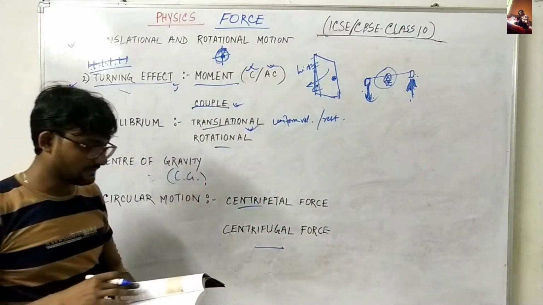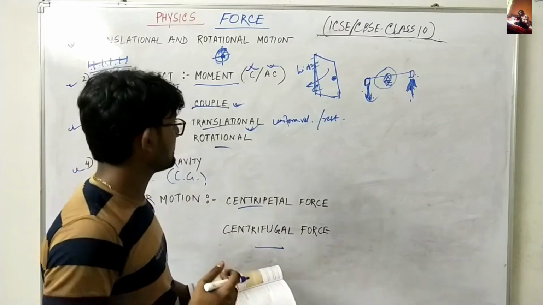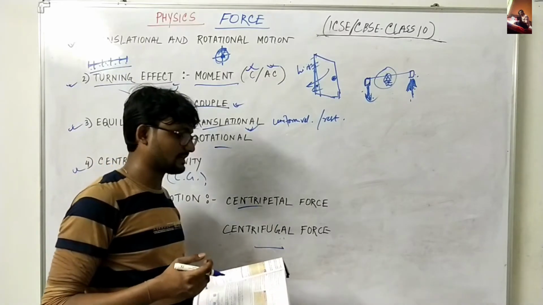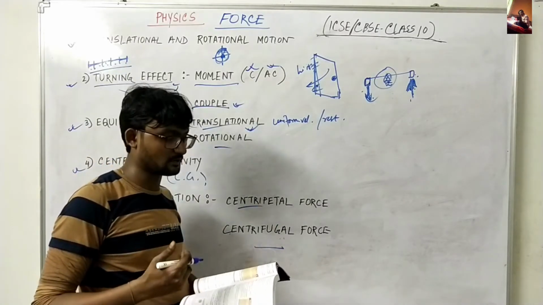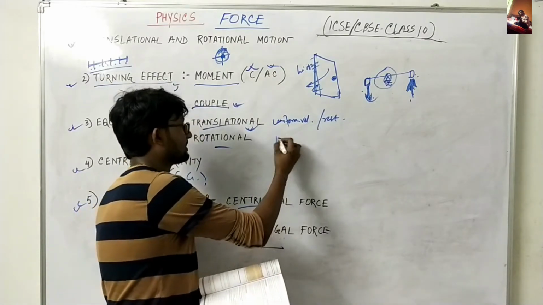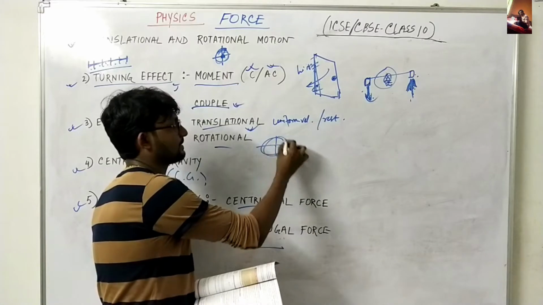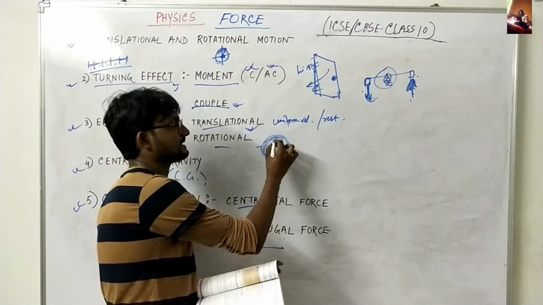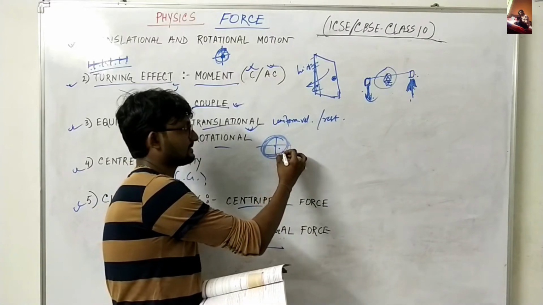Rotational equilibrium: an object is said to be in rotational equilibrium if it maintains a state of uniform rotational motion or zero rotational motion, like it is moving around a particular axis at a particular constant speed, otherwise it is at rest.